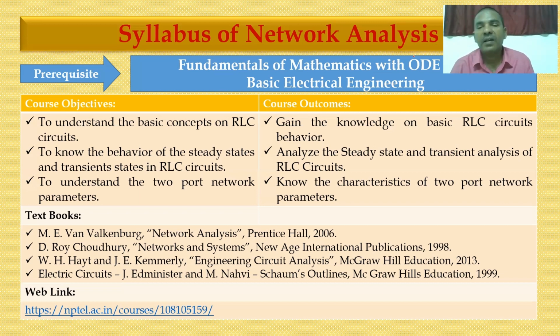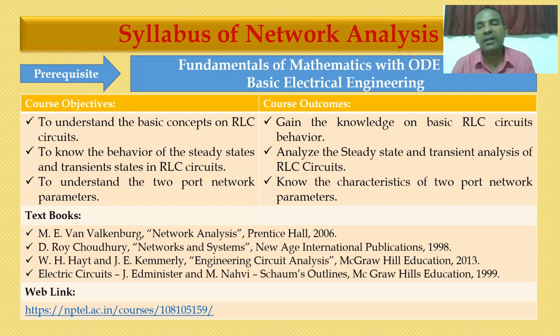Then coming to the third unit, we consider two terminal networks. In two terminal networks there are different parameters: Z parameters, Y parameters, ABCD parameters, inverse ABCD parameters, G parameters, hybrid parameters. We study the correlation between the parameters, like Z to Y, Y to Z, and different relationships between the parameters. We also study the image parameters, and design for the characteristic impedance and attenuation constants. That is the study in the third unit.